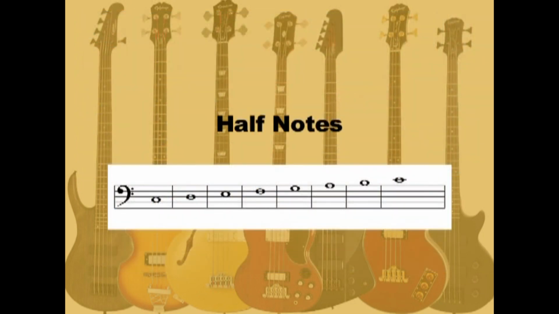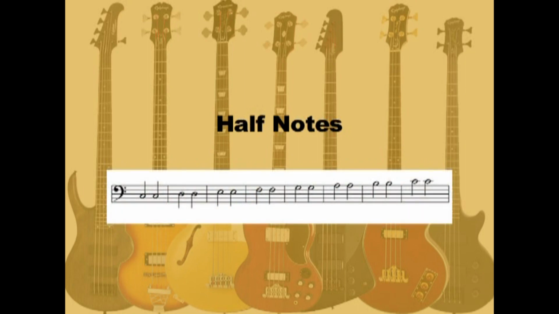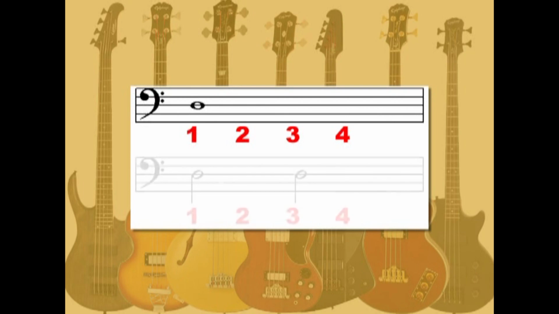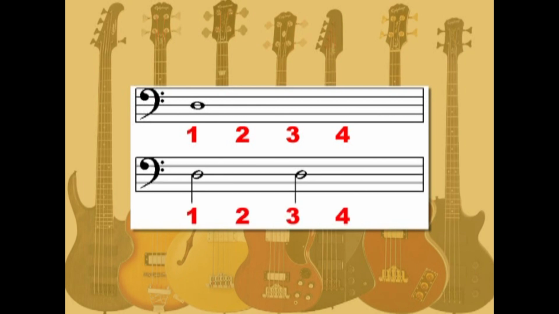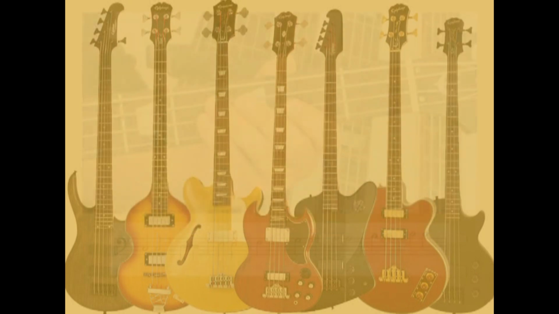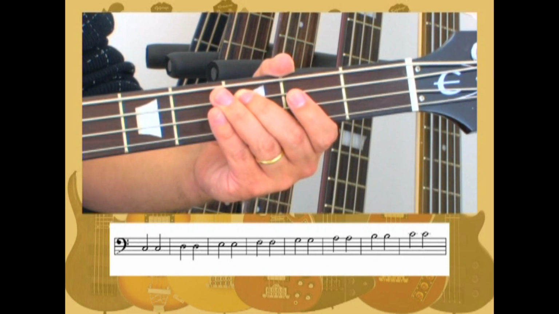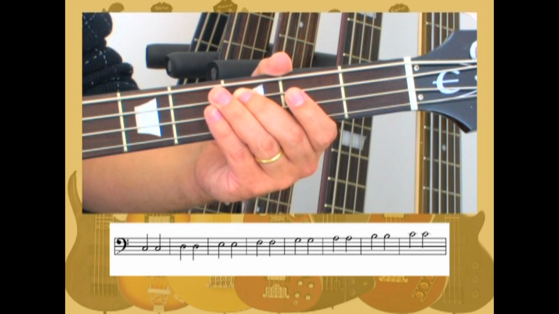Here is the same melody, but we are changing the note value to 2 half notes instead of 1 whole note. A whole note equals 4 beats, so a half note equals 2 beats. For this melody, we are playing C on the 1 count and letting it ring out for the 2 count. Play another C on the 3 count and let it ring out for the 4 count.